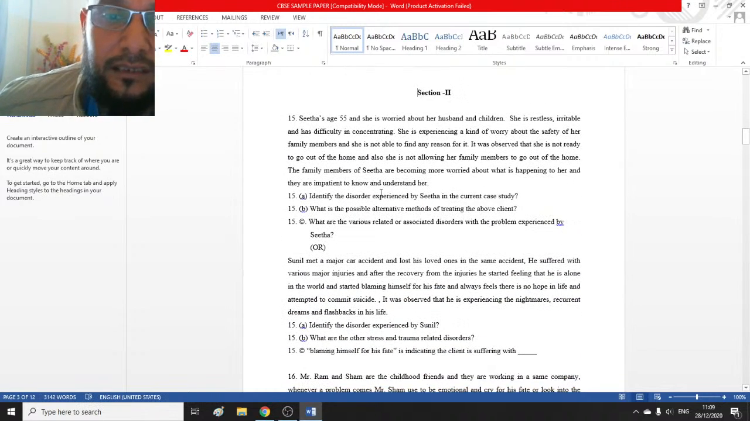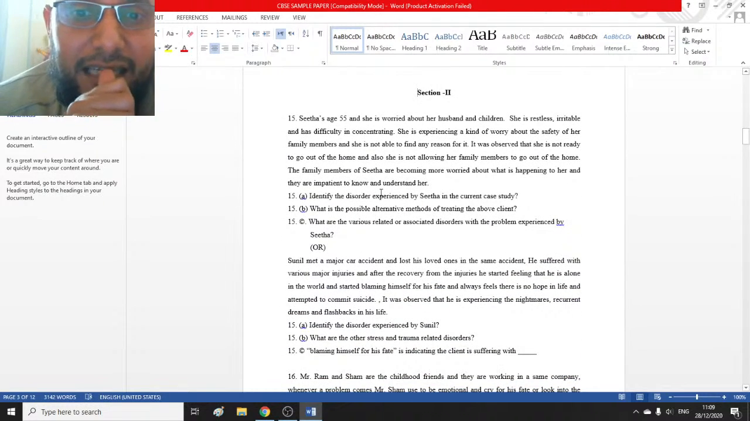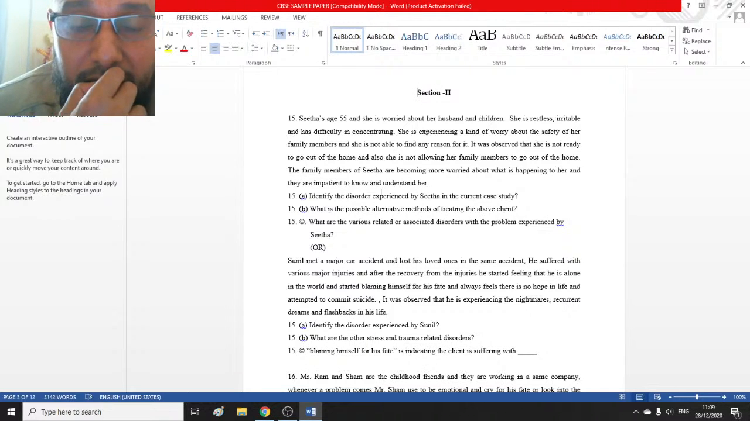Now, question number 15. Sita's age is 55 and she is worried about her husband and children. She is restless, irritable and has difficulty in concentrating. She is experiencing a kind of worry about the safety of her family members and she is not able to find any reason. It was observed that she is not ready to go out of the home and also she is not allowing her family members to go out of the home. Let us see the condition. Identify the disorder which is experienced.